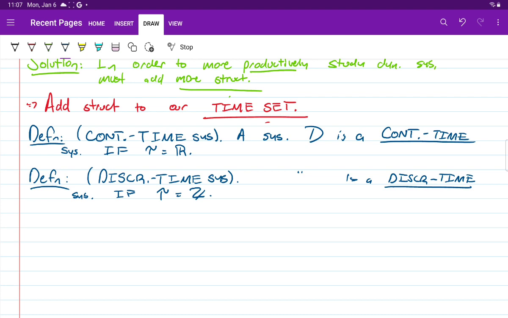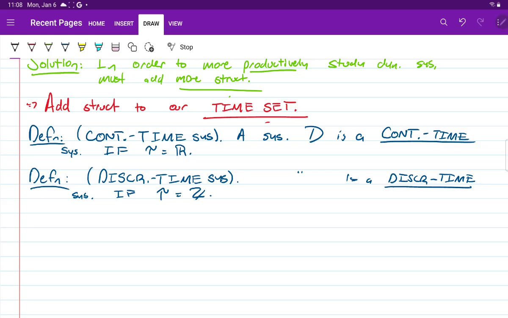So if we use a very simple model of a computer, this might be an example of a discrete time system, right? Computers, or at least simple models thereof, jump at discrete intervals in time. They don't make decisions continuously. All right.